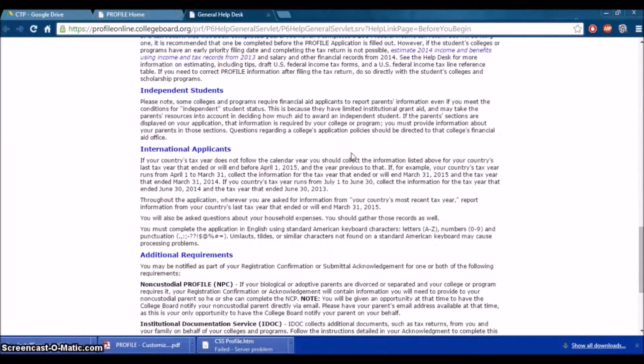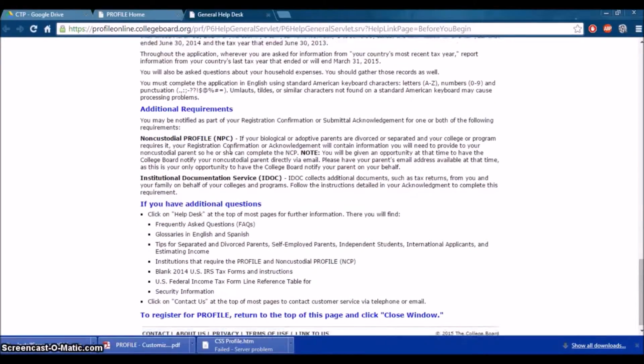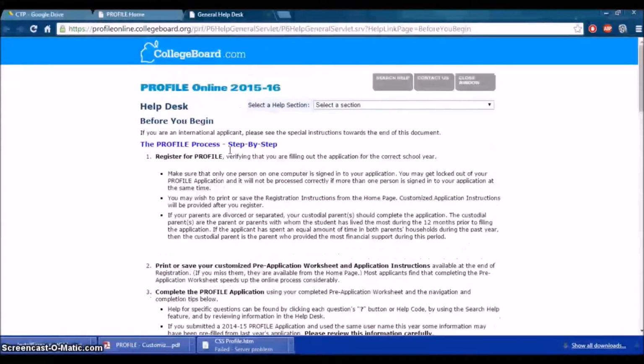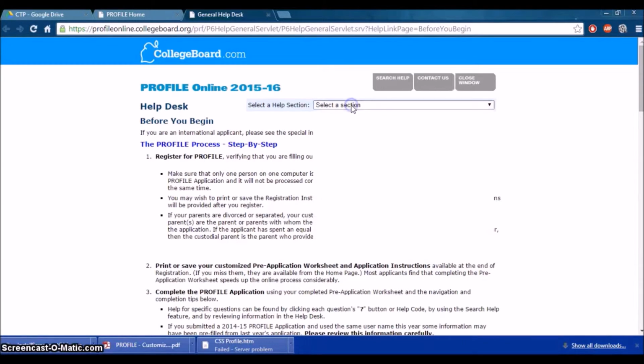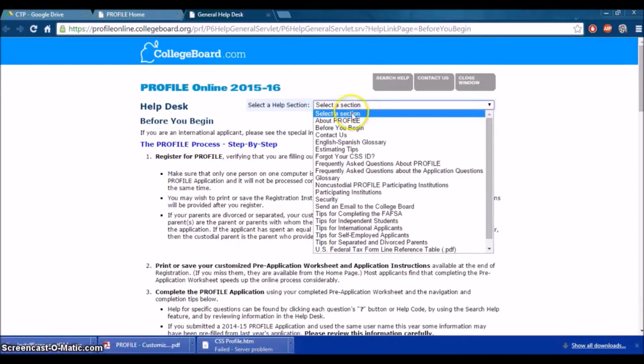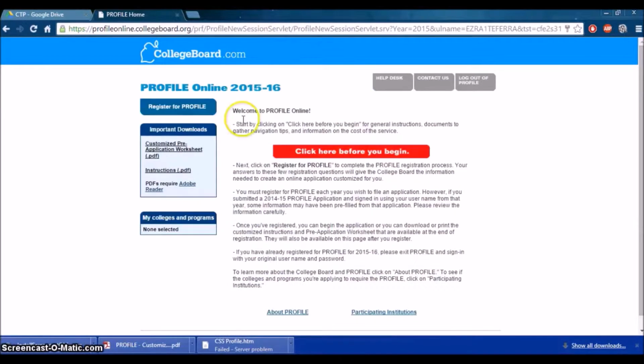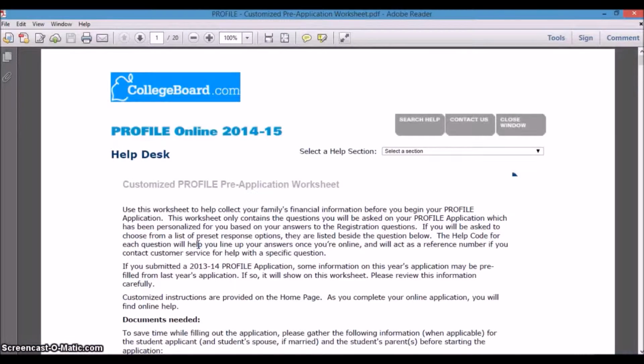It also has a specific section for international applicants, and because that refers to you, I really suggest that you read through this part very carefully. Also, at the top, it lets you select a section, so you can get more information on it. Alright, so afterwards you can click here to register the profile, and it'll take you to the actual CSS Profile, which we'll be going through now.